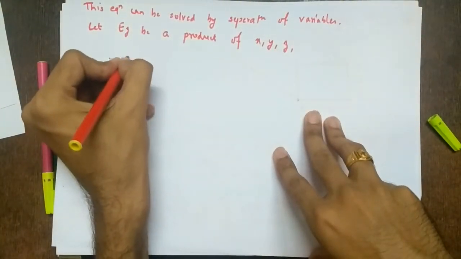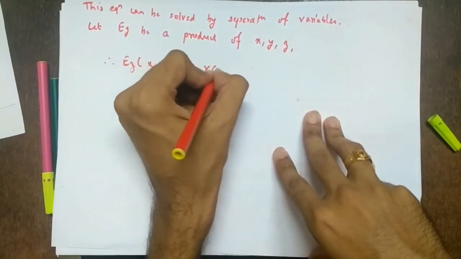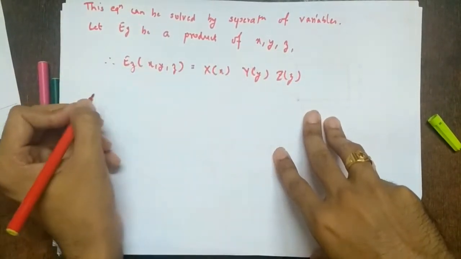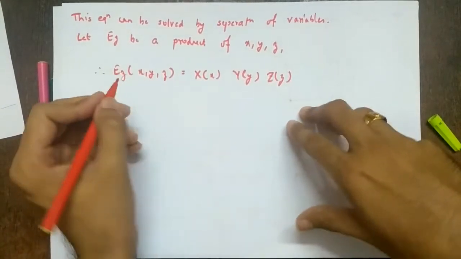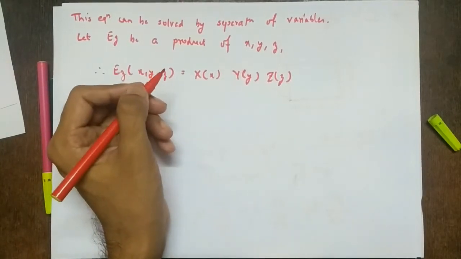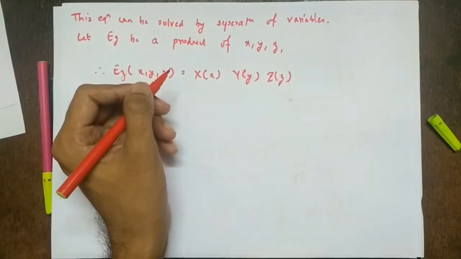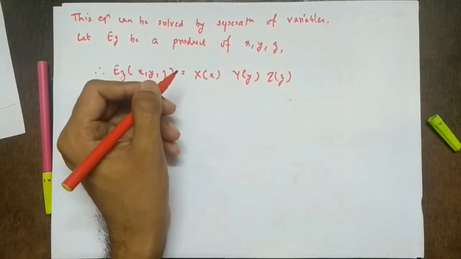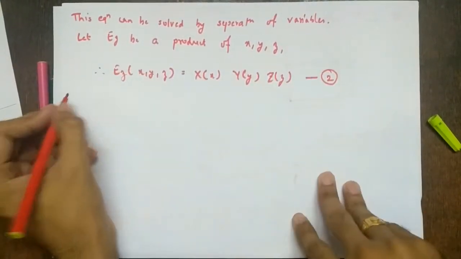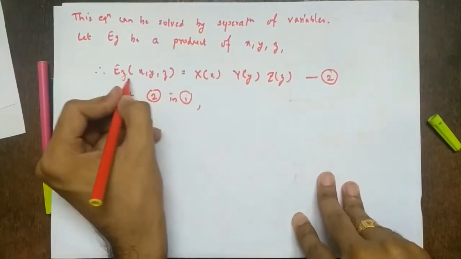So therefore Ez of x comma y comma z equal to X of x, Y of y, Z of z. Okay, and it is implicitly assumed that it is dependent on time. Obviously it has to depend on time, and we don't write that term usually, just to make the equation simpler, nothing else. Okay, so let's say this is equation 2. So now substitute 2 in 1. What will we get?